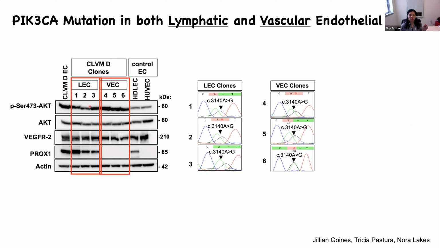And the way we know if it is lymphatic or vascular is, okay, first of all, let me go down to PROX1. So PROX1 is expressed only in lymphatic ECs. And you can see in the 3 clones of LECs, it's expressed, but it's not expressed in the vascular endothelial clones. And what you can see, again, going back up for the AKT, is that they upregulate phospho-AKT compared to the parental cell population from the same patient. So that pool CD31 contains both vascular and lymphatic. And you can see as control HDLEC and HUVEC, and you can see the AKT is lower activation.